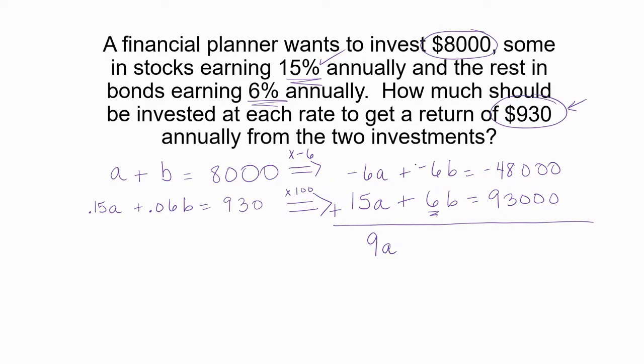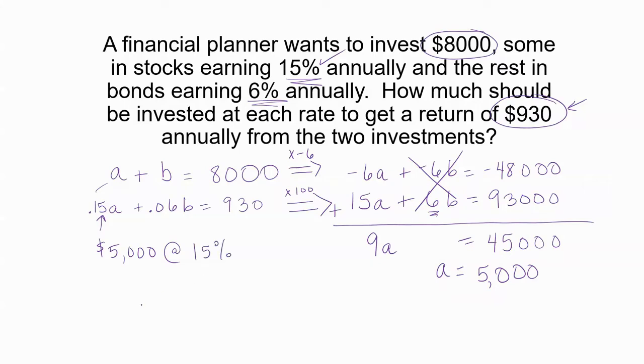Now, when I add these two equations together with the elimination, you can see that -6a plus 15a gives me 9a. The 6b's go away, and that equals 45,000. Now you can simply divide both sides by 9, and you'll see that the first investment was $5,000. So $5,000 is going to be invested at the 15%. And the remaining amount, because remember we invested a total of 8,000, which would be 3,000, would be invested at 6%. So I hope this helps with this problem of systems of equations.